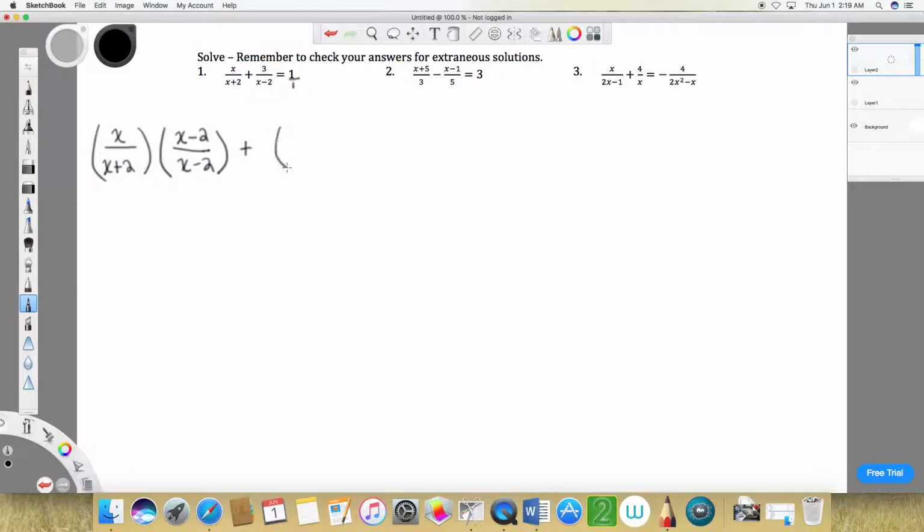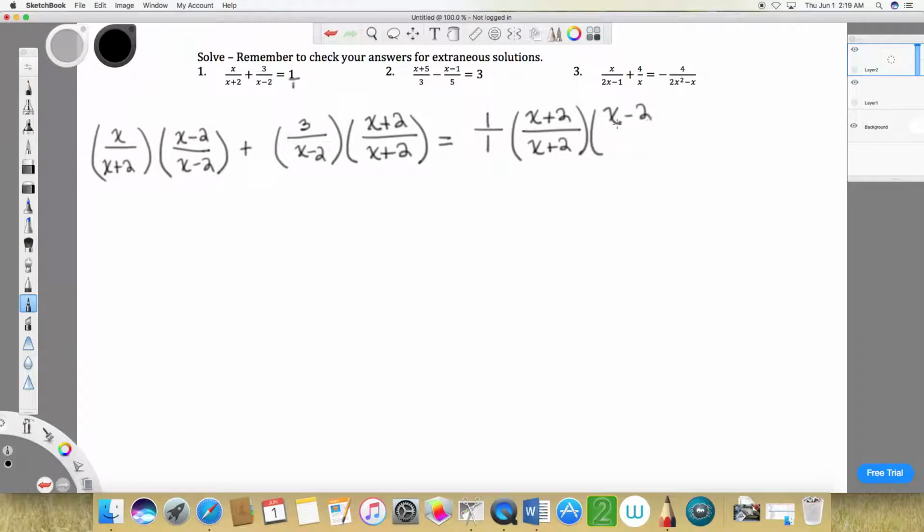Second term, we're going to do the same idea. We've got 3 over x minus 2. We're missing a factor of x plus 2, so we're going to multiply by the number 1. We're going to be clever in how we write the number 1 and write it as x plus 2 over x plus 2. Now, don't forget the left-hand side. We're going to look at 1 as 1 over 1, and we see that we're missing both of these factors. We need a factor of x plus 2, and we need a factor of x minus 2. So even though it looks a lot different, all we've done is just multiply by the number 1.